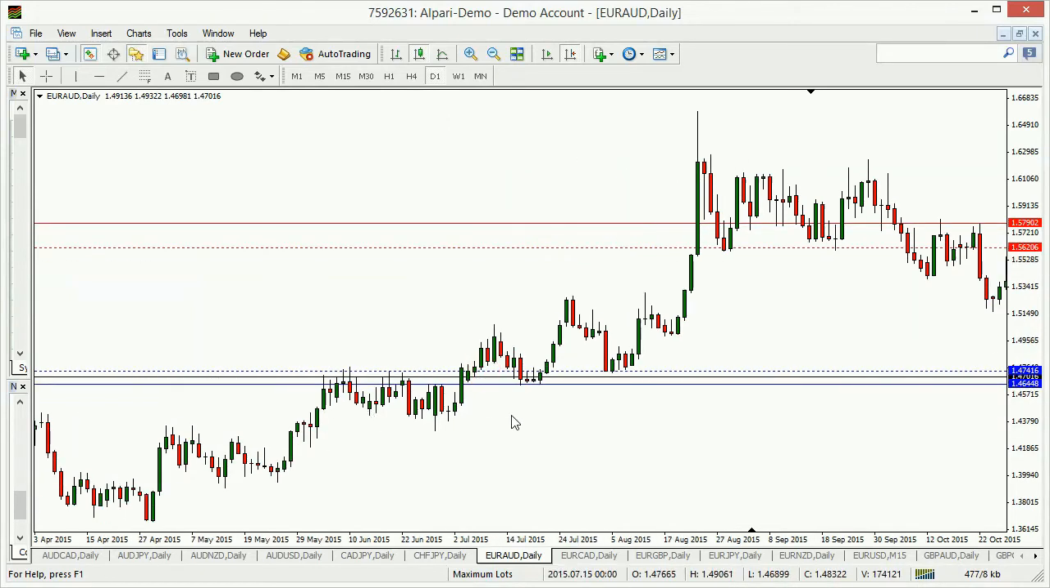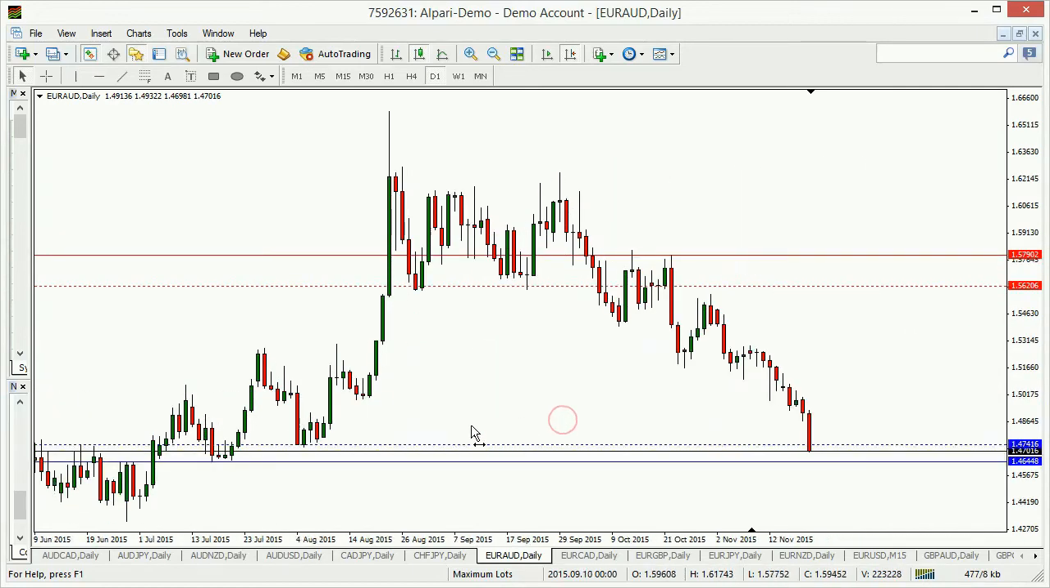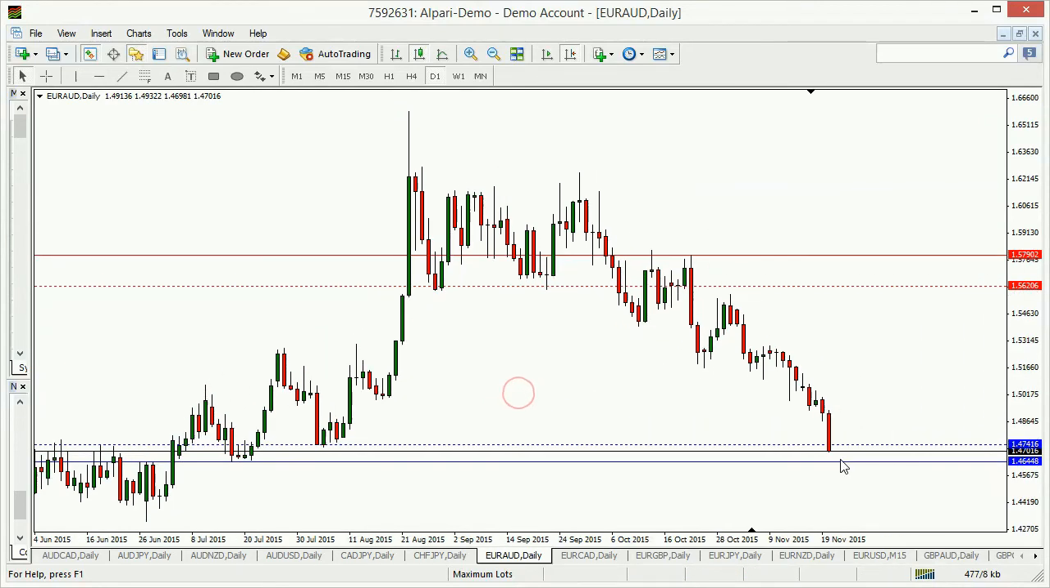Failing that, we've got a few more levels further down, and if this doesn't hold, then I'll be looking possibly to jump in on some shorts if we get this continued move down. As you see, it has been moving down for quite some time, so we'll see whether this is the end or whether we can jump in on the trend.